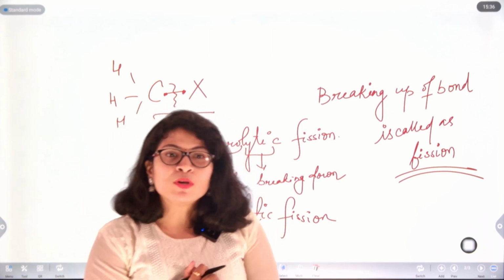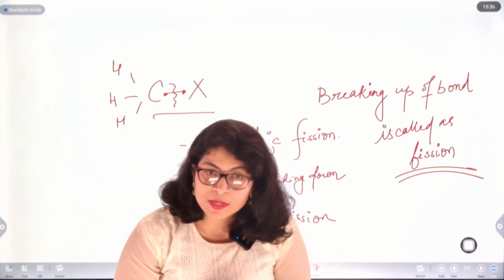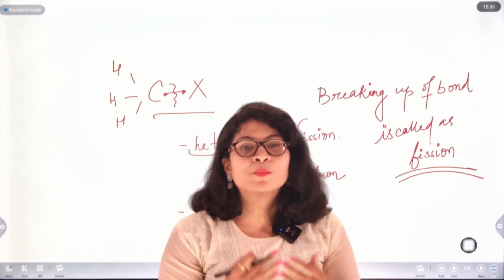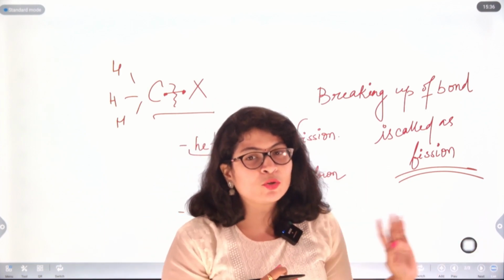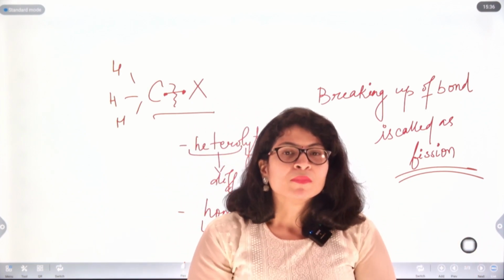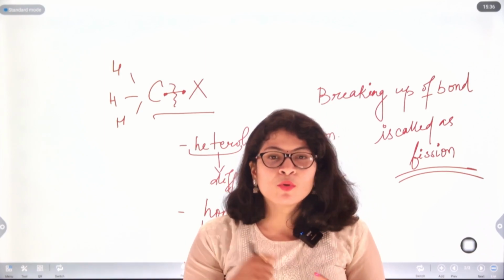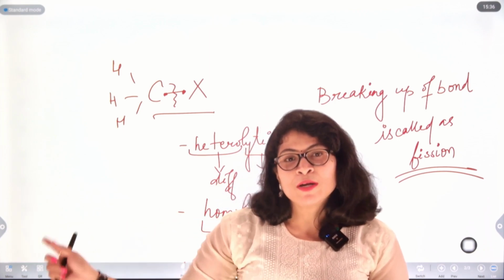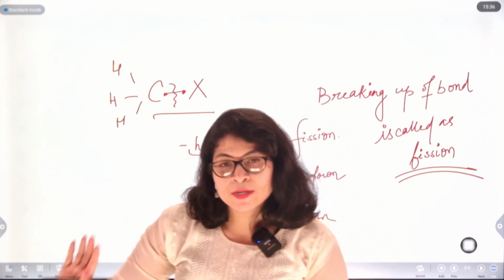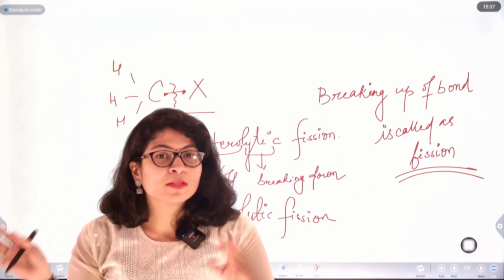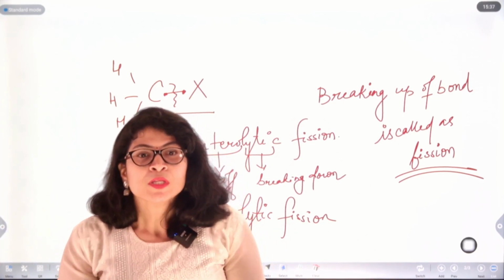Now in heterolytic fission, again two kinds of situations arise. In the first case, suppose you are the carbon atom and your friend is the hetero atom or any other atom. The case may be that you are stronger and you are pulling the chocolate towards yourself, and your friend is not getting a bit of it. Your friend is moving out empty handed and you are getting the entire chocolate. So what will happen?